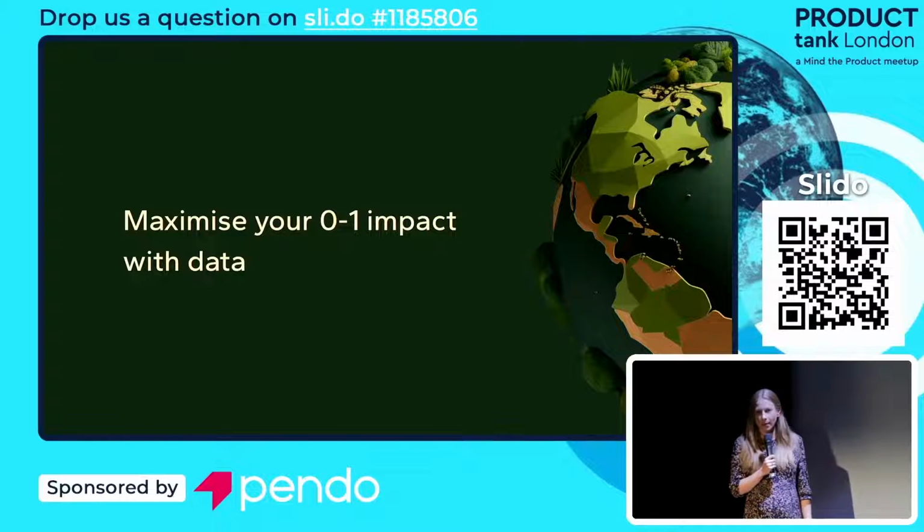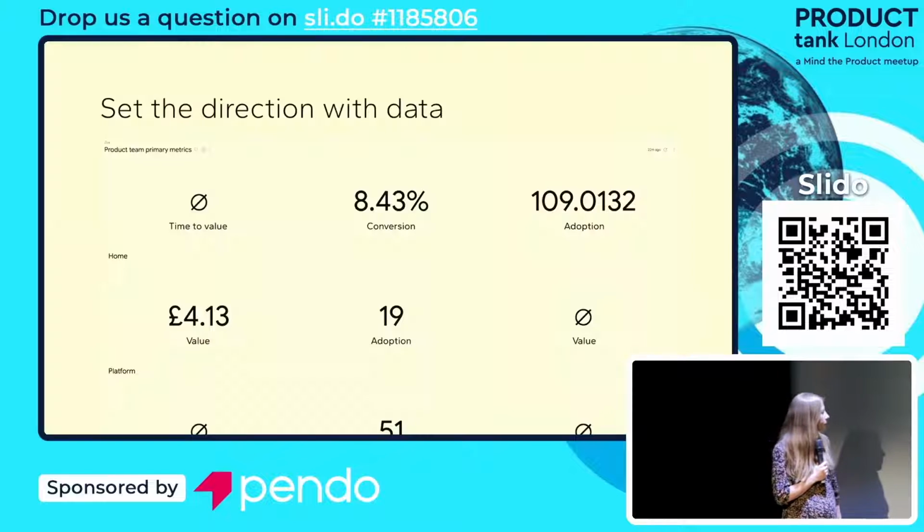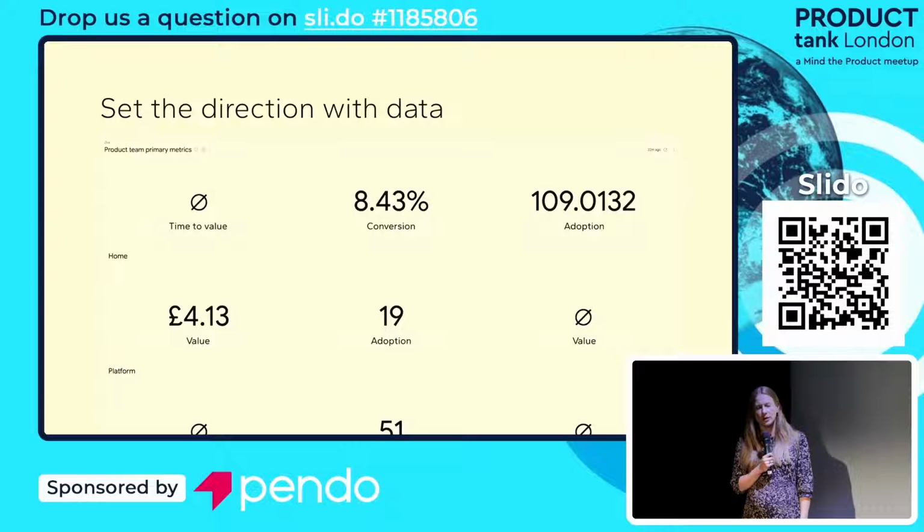So how do we go about maximizing our impact as product people for these 0 to 1 products? And how do we use data to do that? So spoiler alert, there is always data. It's just a different type of data, and you might need to use it in a slightly different way. So the first thing that we do is we set the direction with data.